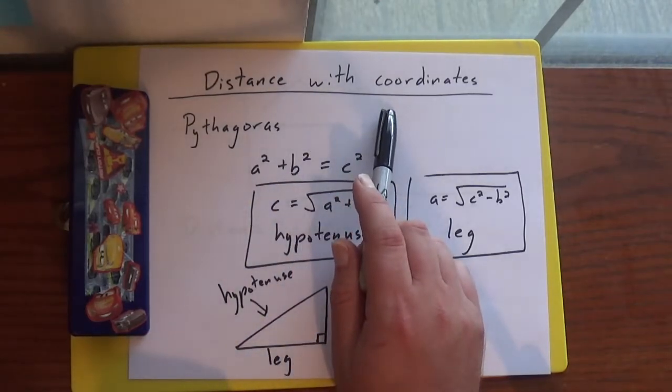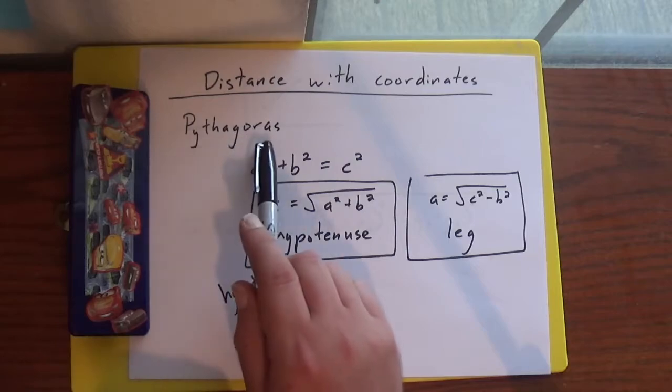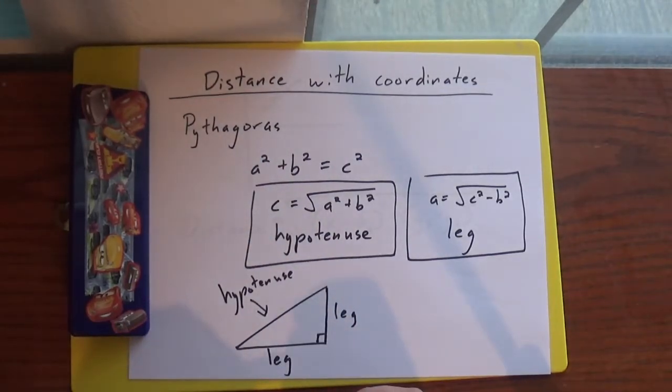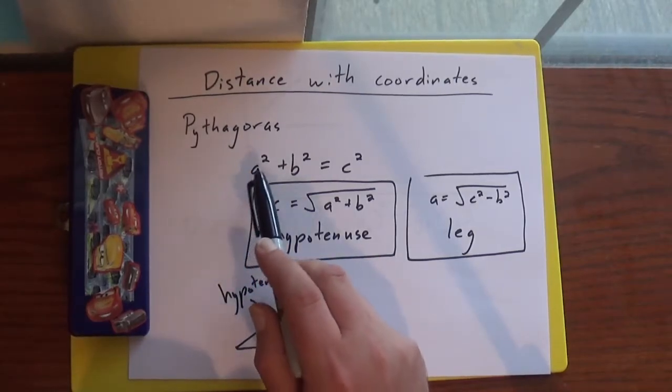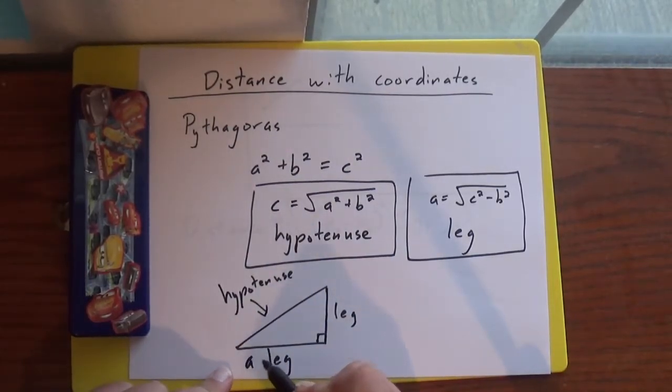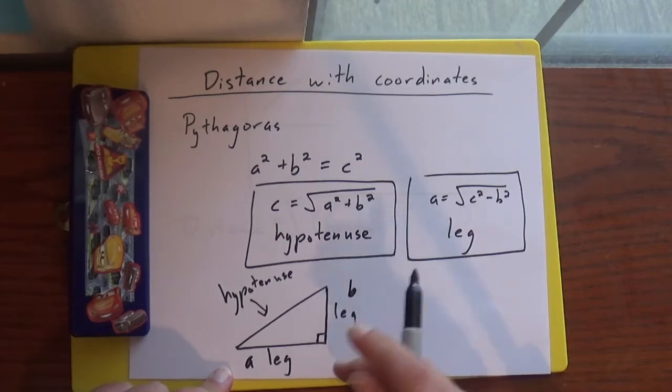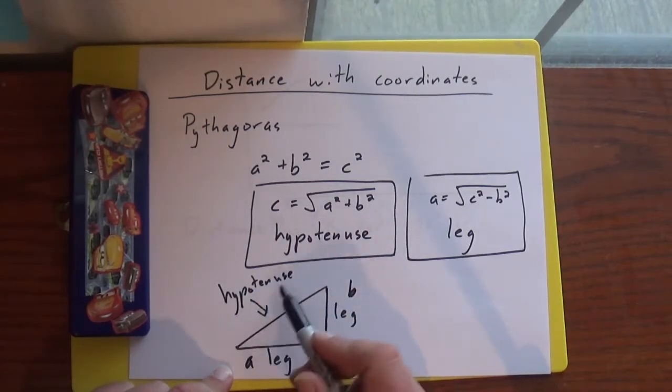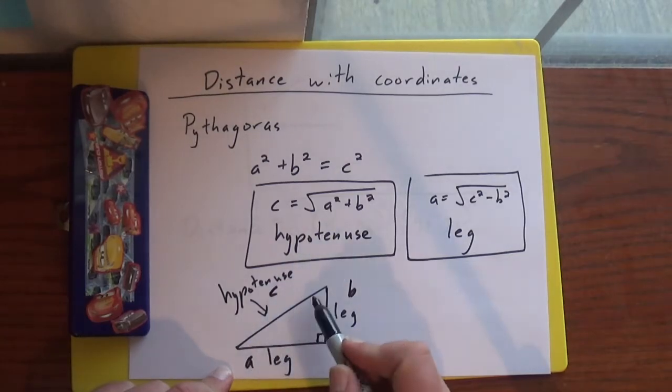Now, distance with coordinates, there's a guy named Pythagoras. He came up with the Pythagorean theorem. Basically, after you're done with geometry, the Pythagorean theorem is what most people could tell you about geometry. So the Pythagorean theorem is a squared plus b squared equals c squared. A is one of your short sides, b is one of your short sides. Your hypotenuse is c. It's the long slanty side.